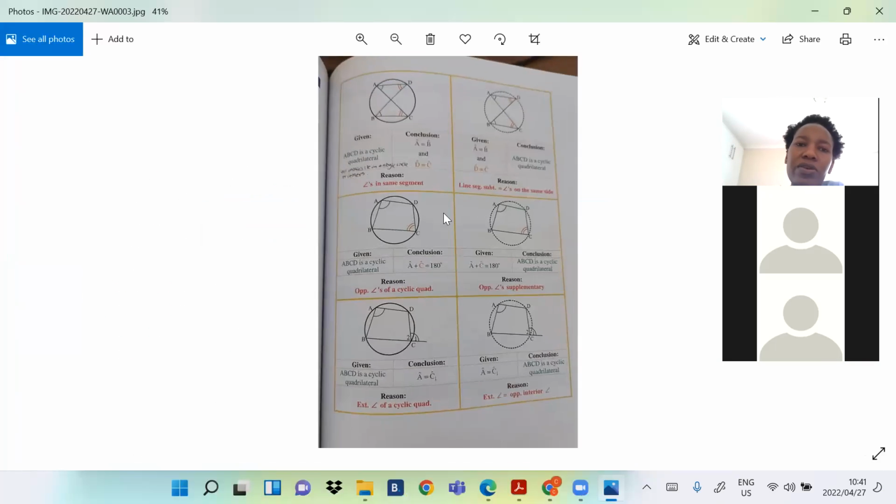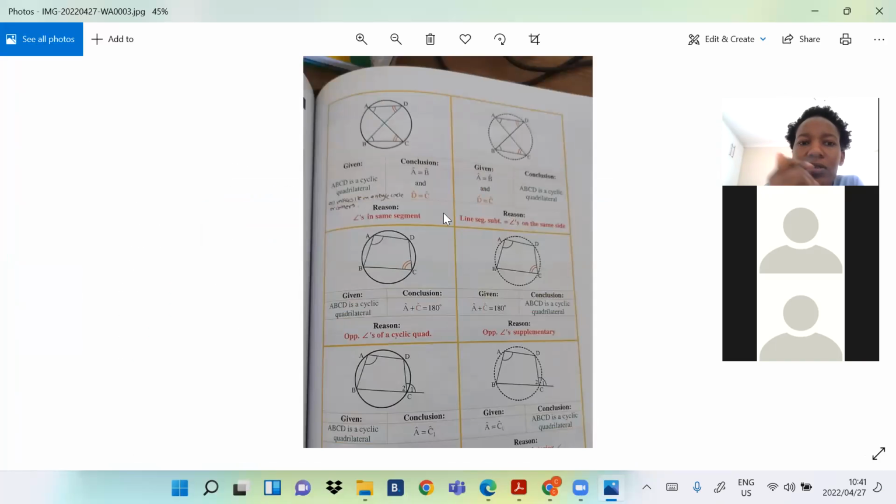Okay, here are the other theorems. You see, if they tell you that these points A, B, C, D are a cyclic quadrilateral, that means these angles will be equal, angles on the same side, on the same segment. Or these angles will be equal. Vice versa. If they tell you that these angles are equal, therefore these whole corners form a circle. It's a cyclic quad.